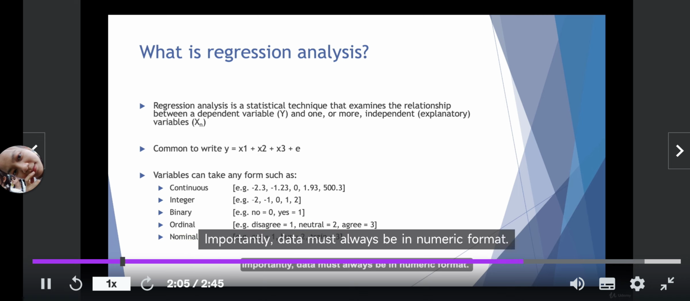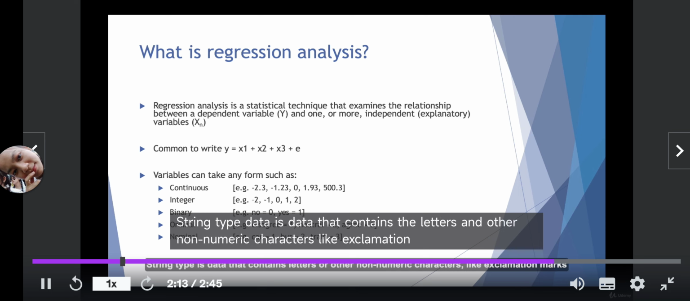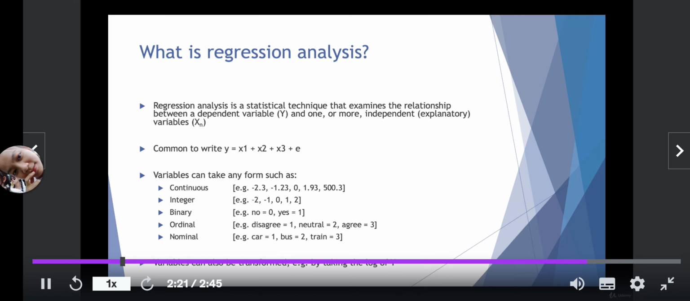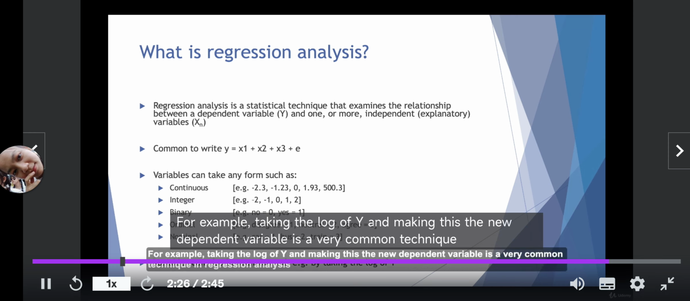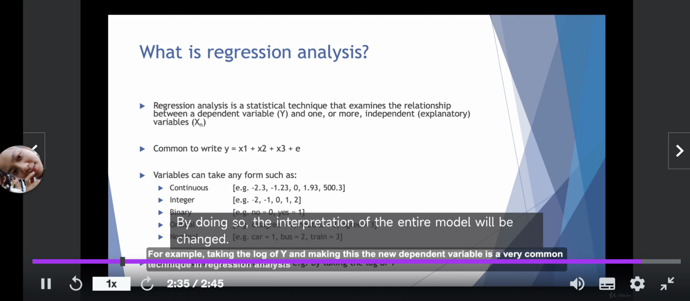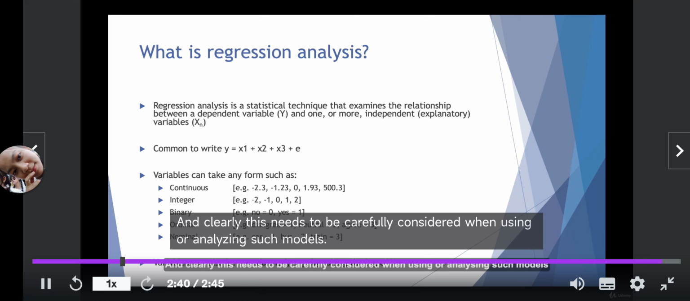Importantly, data must always be in numeric format. Mathematics and computer software can do very little with string-type data. String-type data is data that contains letters and other non-numeric characters, like exclamation marks. Data can also be transformed, and this is a common feature of regression models. For example, taking the log of y and making this the new dependent variable is a very common technique in regression analysis. By doing so, the interpretation of the entire model will be changed, and clearly this needs to be carefully considered when using or analyzing such models.